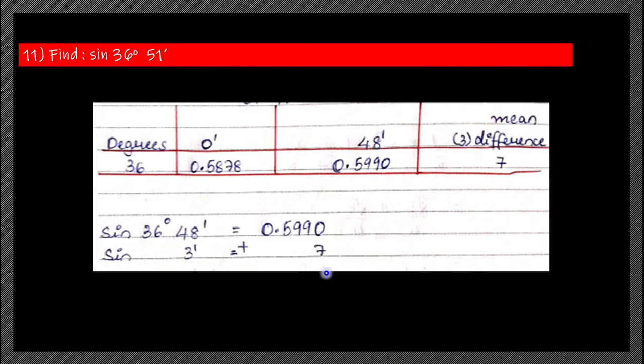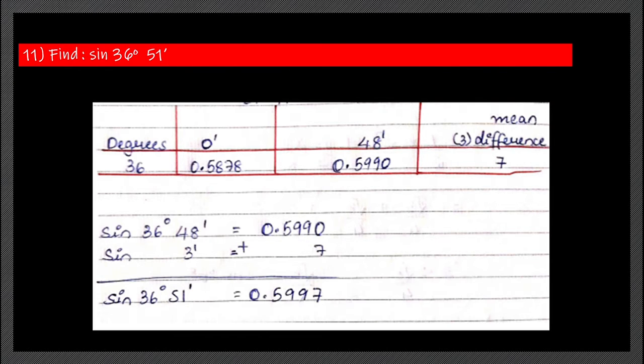Basically, sine and tan, as I have told, are both increasing values. Their value keeps on increasing, whereas cos decreases. So in this case, both of them increase, right? So you will be adding on both sides. When you add up, you will end up getting sine 36 degrees 51 minutes equal to 0.5997.